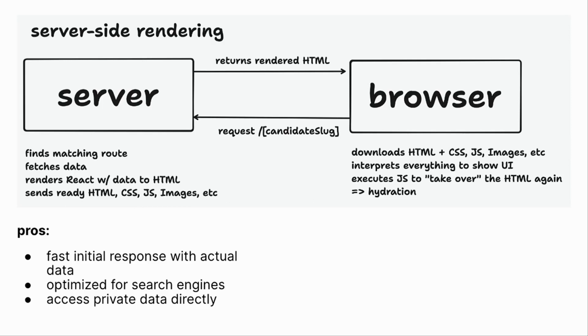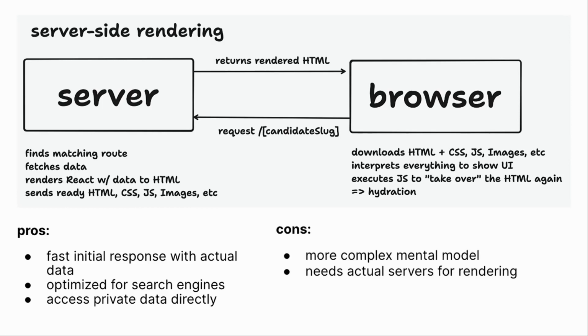Then it's also optimized for search engines, because now the first initial response in the first 2-3 seconds is actual data with actual content which Google can index. And because you can split off certain parts of your server rendering into just server code, it allows you to access private data. So you can leave your API key, your database credentials in there, and query the database directly.